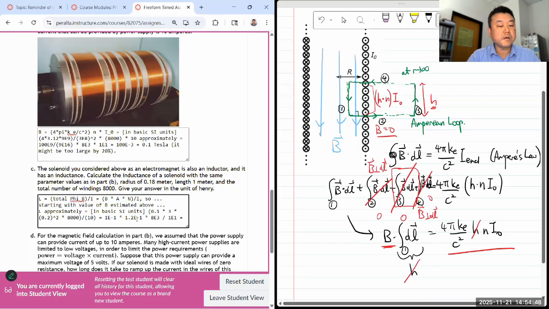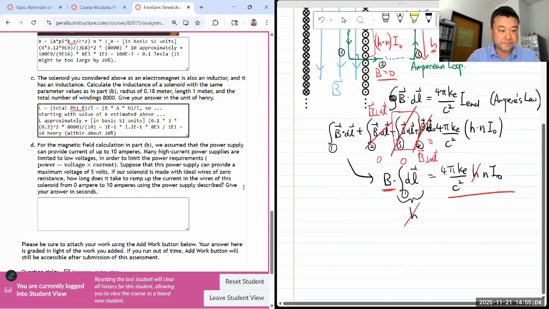So 10 to the 4, subtract these, 10 to the 2, divide. So I think about 10 Henry, within about 20%, I think.